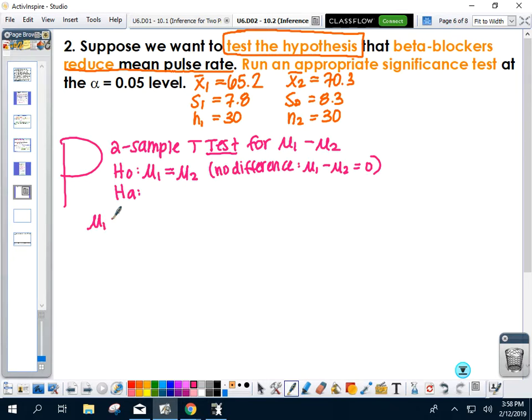So my mean 1 is the true mean pulse rate. I'm doing it again even though we just did it on the last page, but I really just want to make sure that it's clear here.